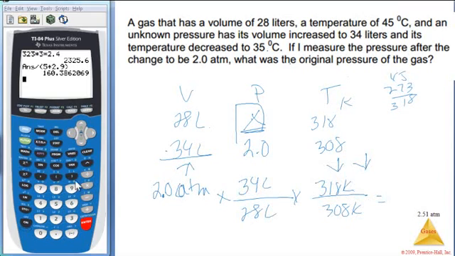And if I punch all this, I get 2 times 34 times 318 equals, divide by, in parentheses, 28 times 308, close my parentheses, and I get 2.5. Looks like I only want 2 sig figs. I got 2 sig figs in a lot of these. 2.5 atmospheres.